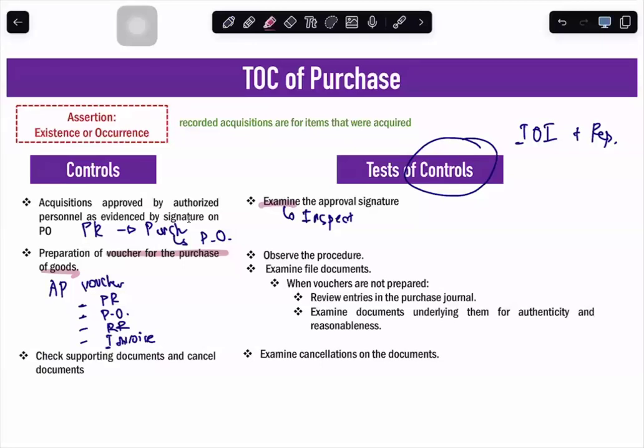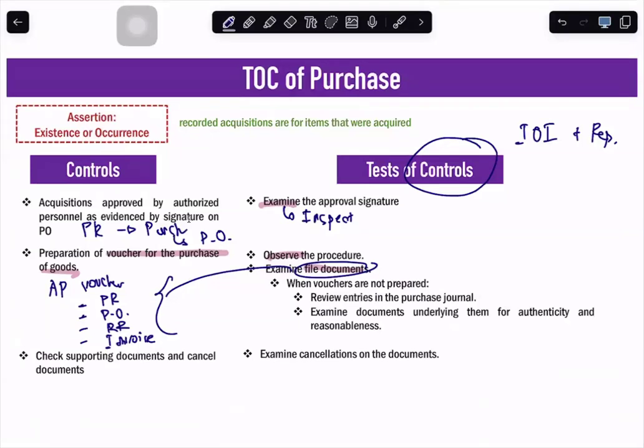First, you observe the whole procedure in the preparation of your AP voucher or your purchase voucher, and you examine the file documents. What file documents again will you examine? The different attachments on your AP voucher: PR, PO, RR, and invoice. Now, what if the vouchers are not prepared? It is purely the file documents.